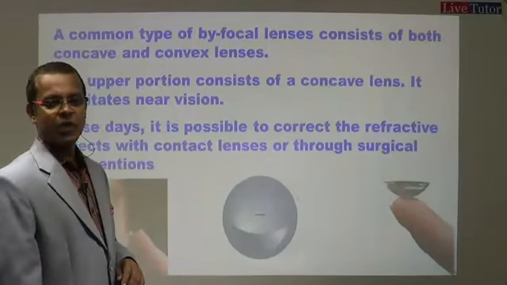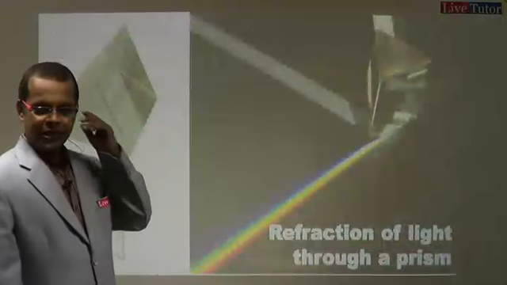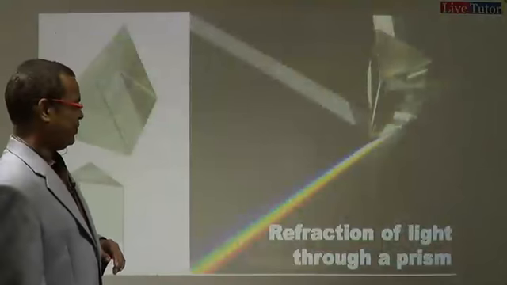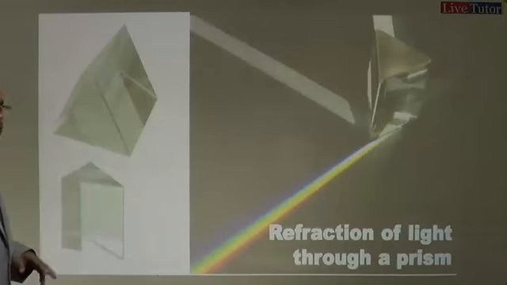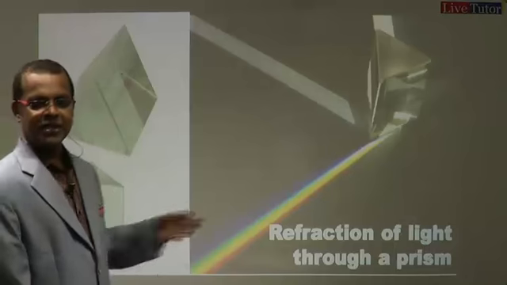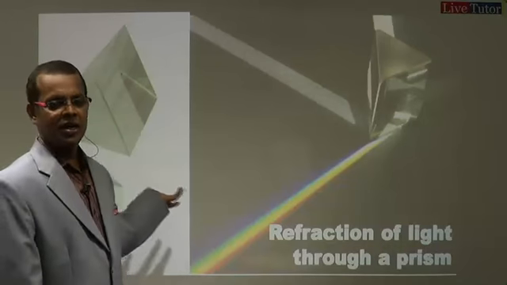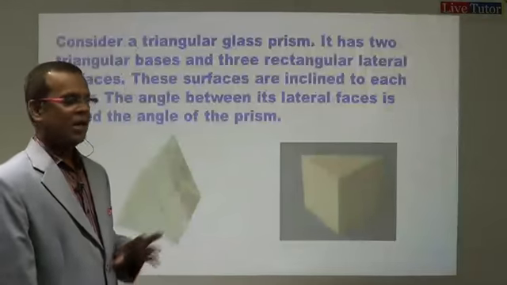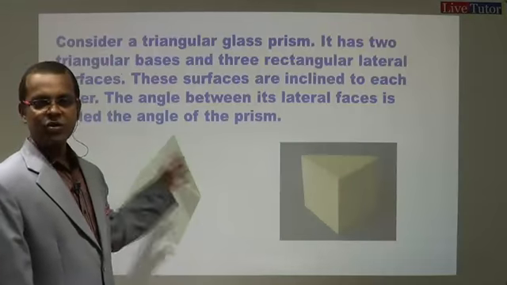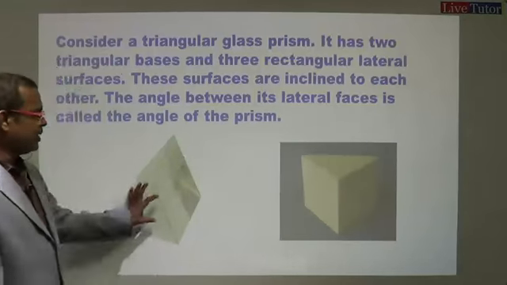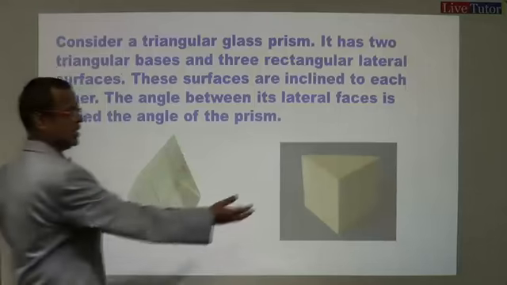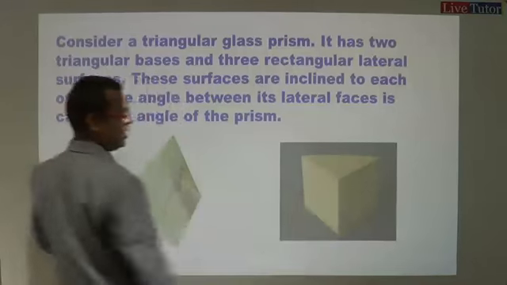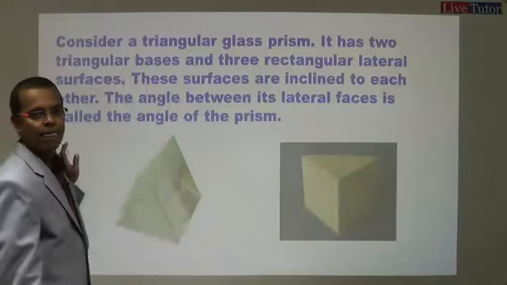Okay, let us come to the next point. The refraction of light through a prism. It's a nice and interesting phenomenon when it comes to a prism. Here generally we say a triangular prism. A triangular prism will be looking like that. You can see that it is a block of wood actually, a triangular prism made of wood.